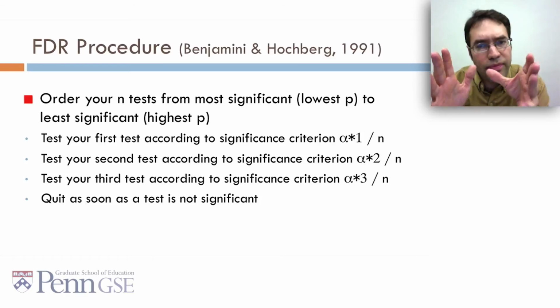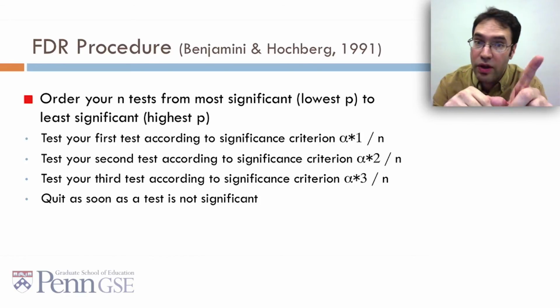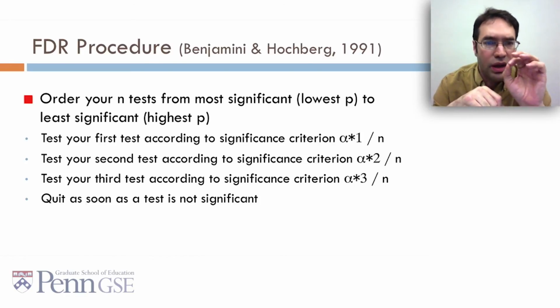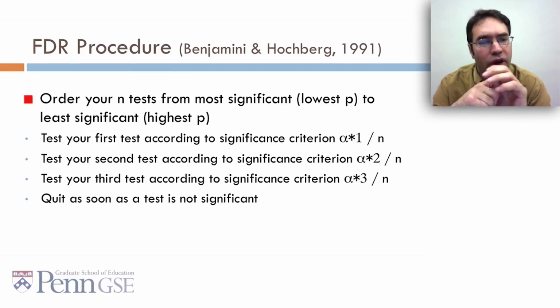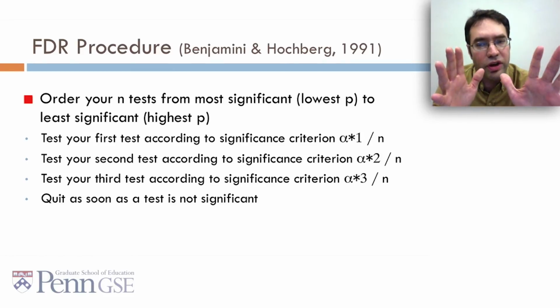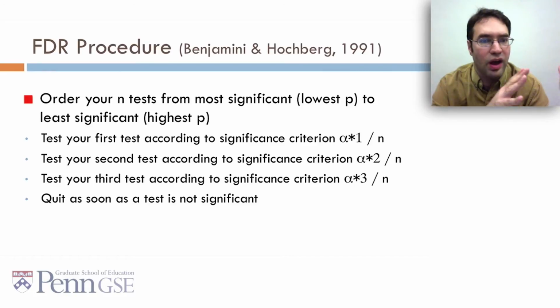So let's talk about Benjamini and Hochberg's FDR procedure. And there are others, and I'll talk about a couple in a minute. In the FDR procedure by Benjamini and Hochberg, you order your n tests from the most significant, the lowest p, to the least significant, highest p.